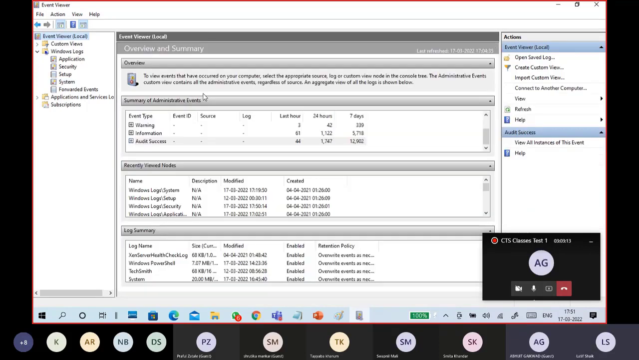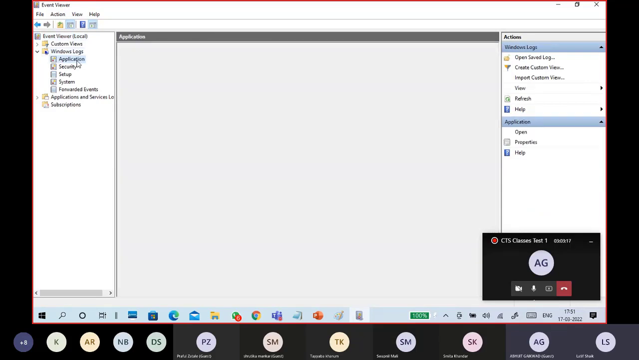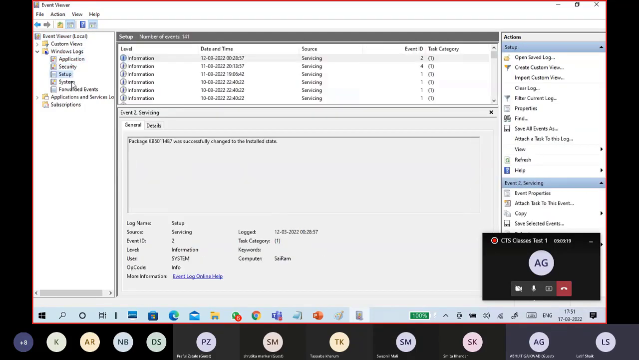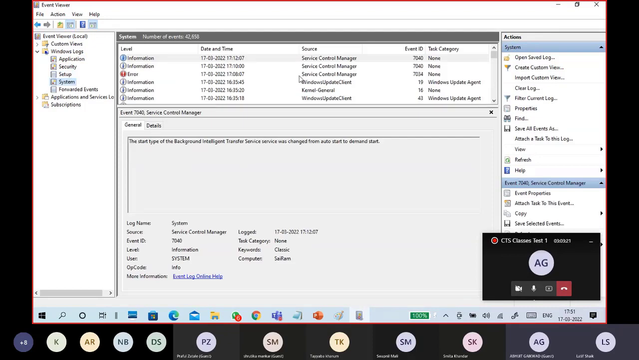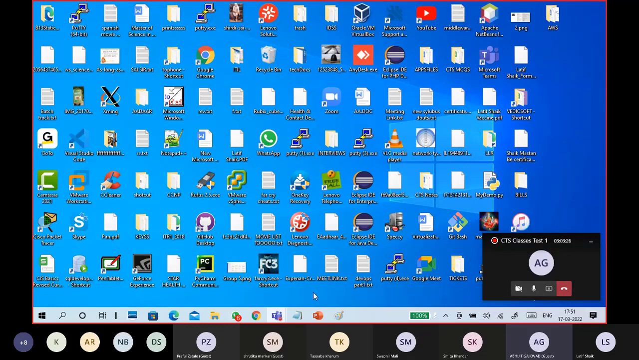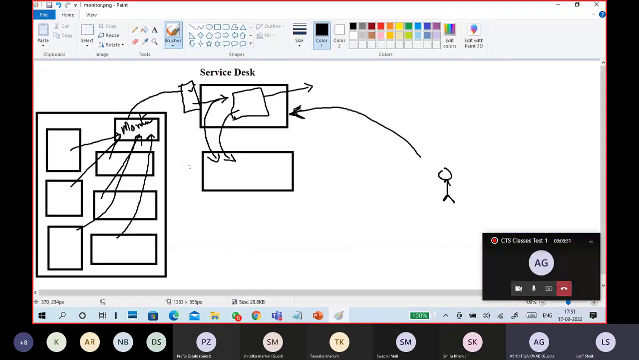So this is the event viewer. To open it, you just open the event viewer, go to Windows logs: application, security, setup and system. These are the important things about a single system. But as I said, monitoring is not for a single system. It will collect the data from each and every PC, process it and display it on the screen. That is an event.